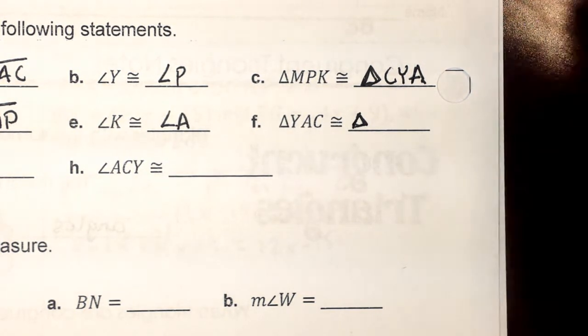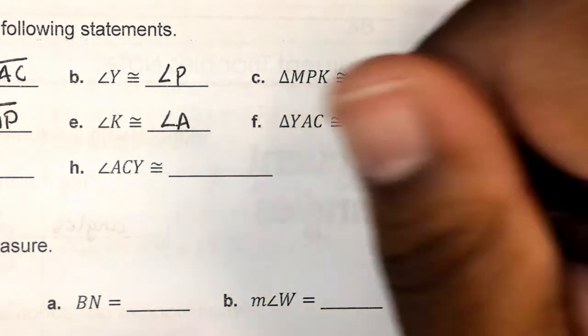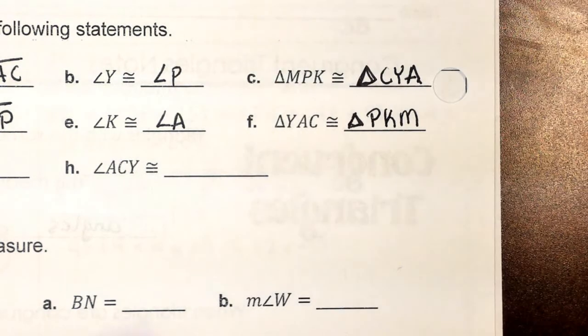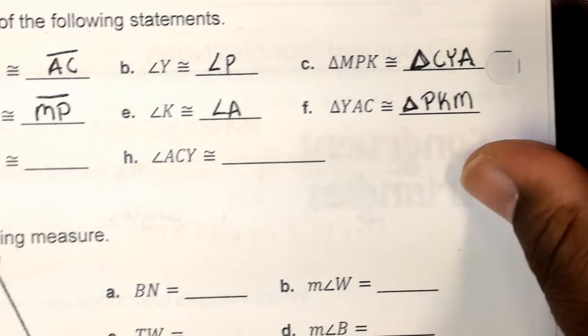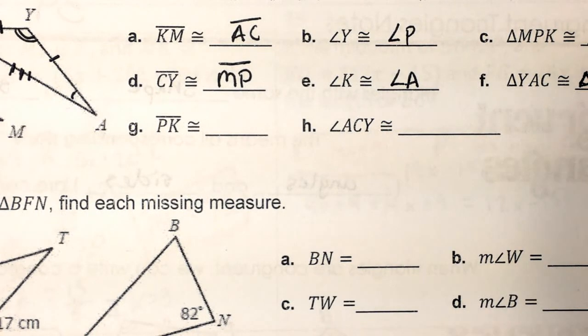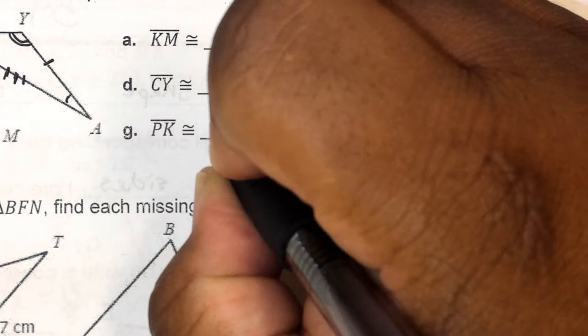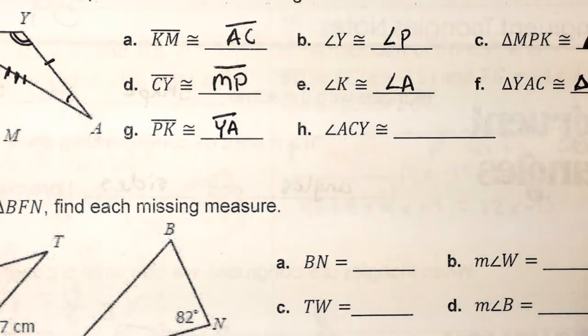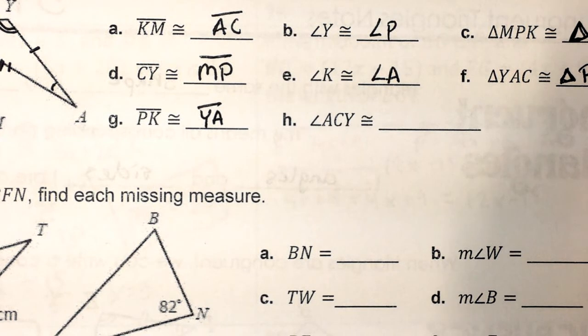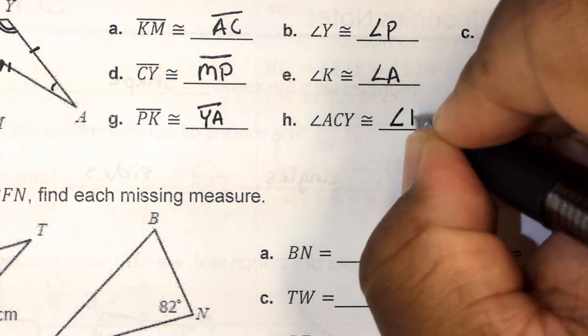Lucia. PKM. Finish the last two, G and H, Lucia. Side PK. And then angle ACY. Angle KMP.